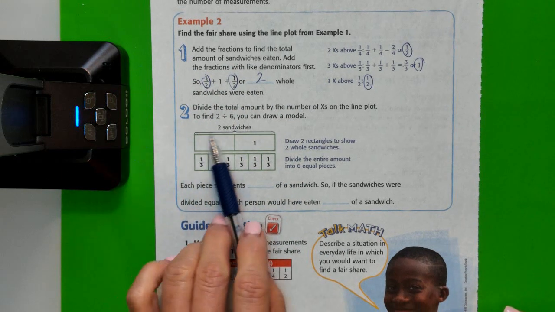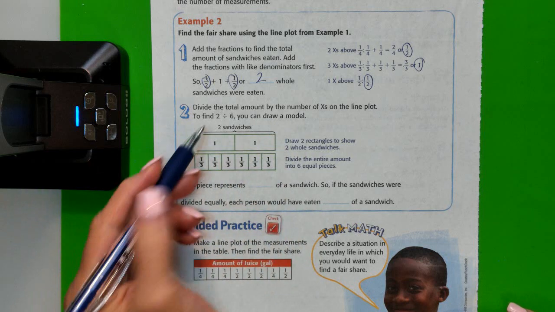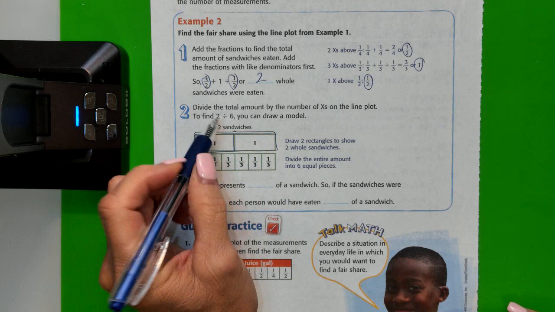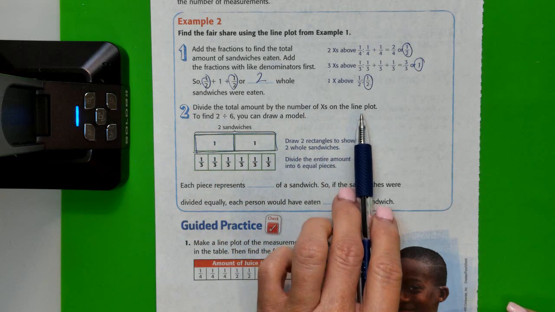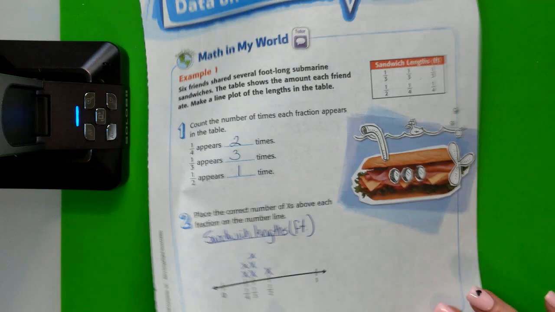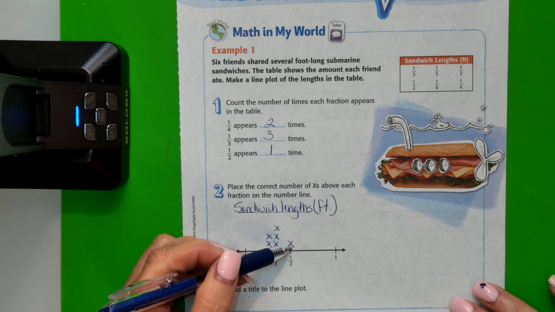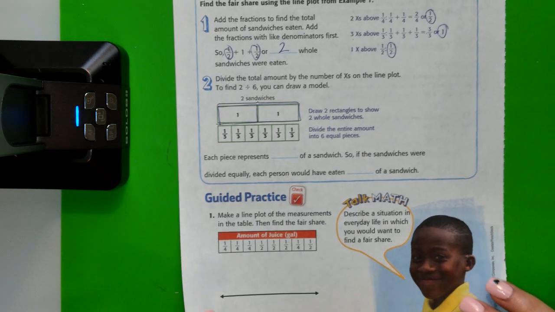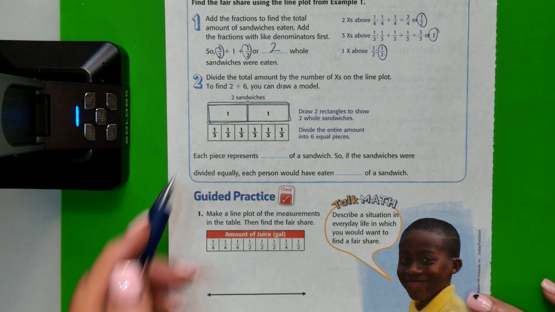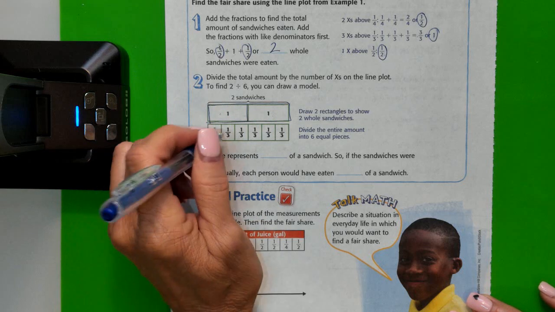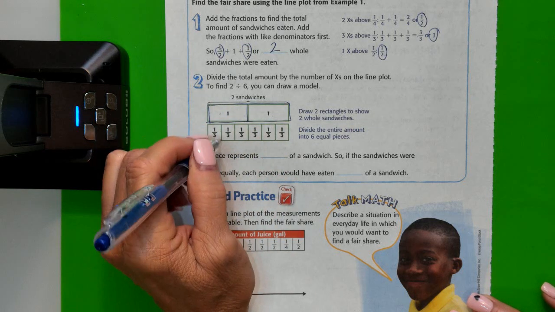Now we're going to divide the total number of sandwiches. Here we go. So we've got 2 sandwiches. And we're going to divide it by the number of X's on our line plot. How many X's did we have on the line plot? 1, 2, 3, 4, 5, 6 X's on our line plot. So we have to divide our 2 sandwiches into 6 equal sections.